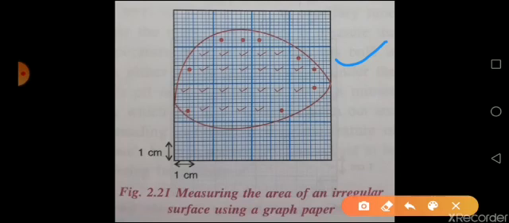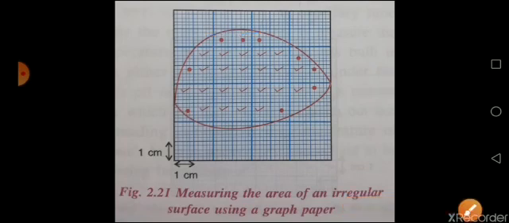Now how you are going to calculate the area is that first you have to count the number of complete squares, and write down how many complete squares there are. Clear? Now, second step, you write down the number of squares with half and more than half. Half and more than half portions you count, and that also you write. Clear? Below half you have to neglect, no need to count it.